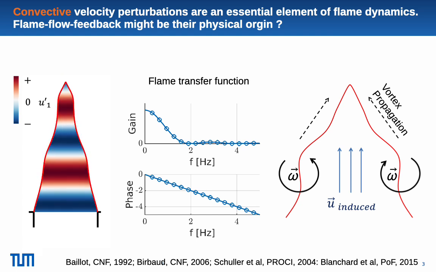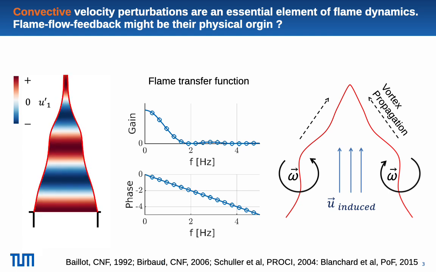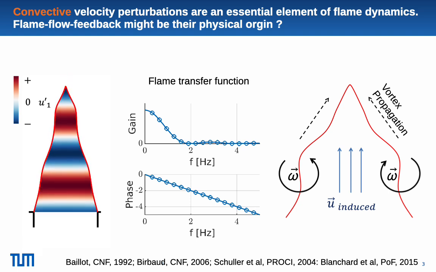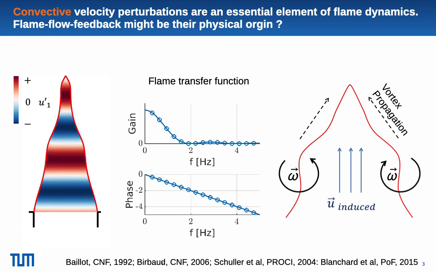Those convective perturbations were introduced to obtain the correct phase of the flame transfer function in agreement with experiment. The origin was not discussed at length in those papers, but Blanchard and colleagues, Thierry Schuller and Thierry Poinsot, had more solid results obtained with a linearized reactive flow model. And the picture you see on the right is from the paper of Blanchard et al.